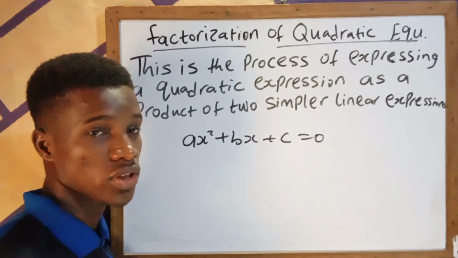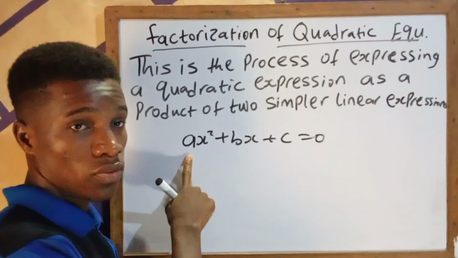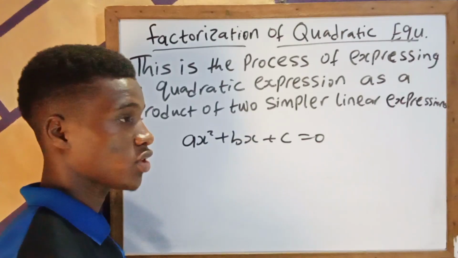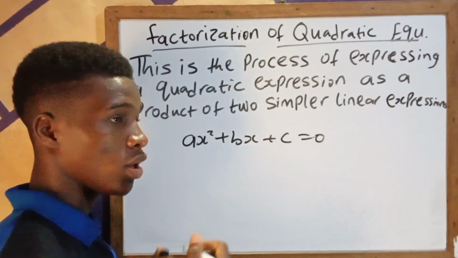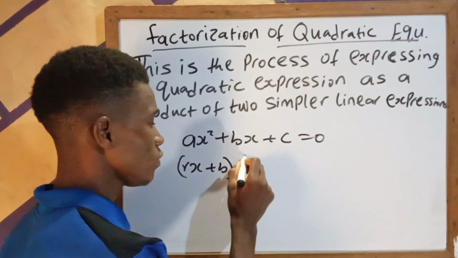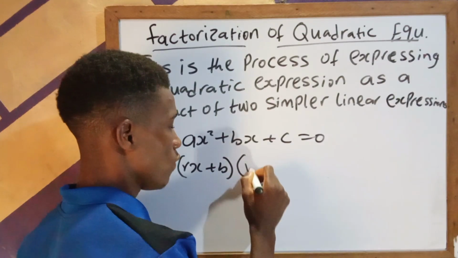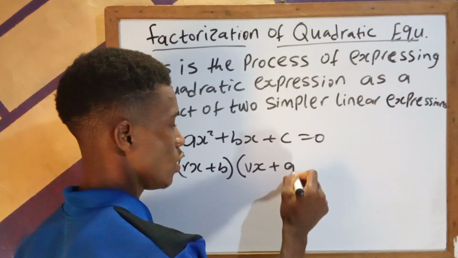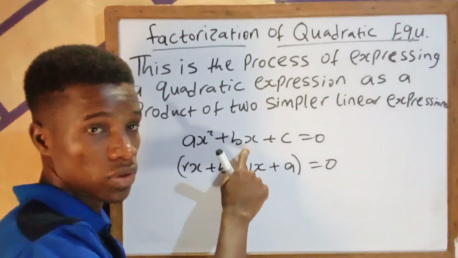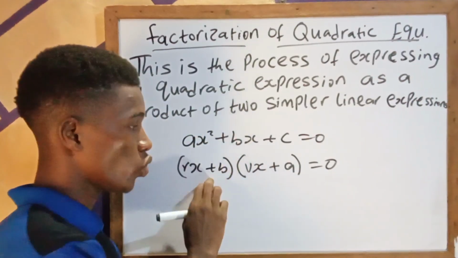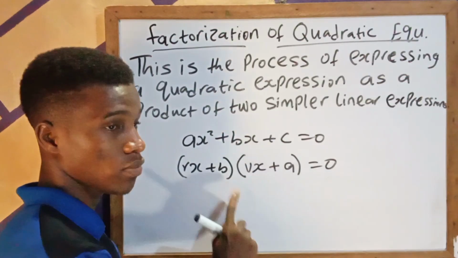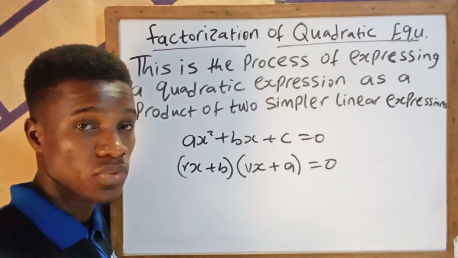Now, this general form of quadratic equation is a polynomial of degree 2. So the idea of factorization is to break this down into linear factors, say (rx plus b) multiplying (vx plus a) equals 0. So the idea is to write this expression, which is power 2, as linear factors. Linear factors means the highest power of the polynomial is 1, so that we can equate both of them to 0. That is basically what factorization of a quadratic equation is all about.